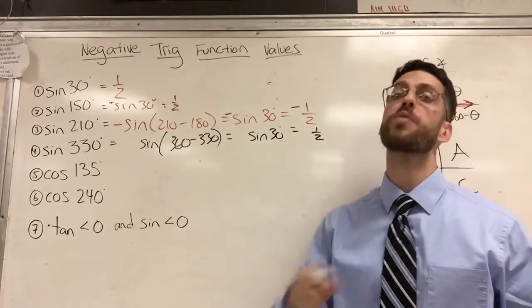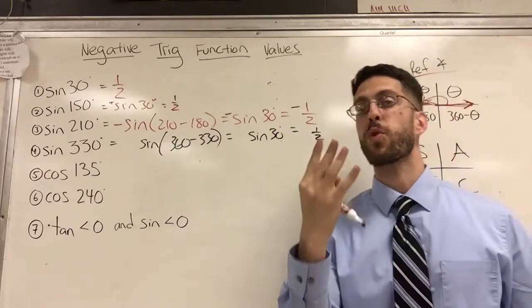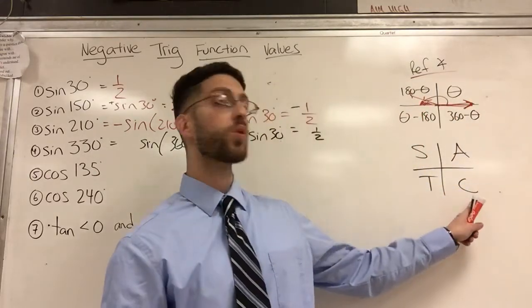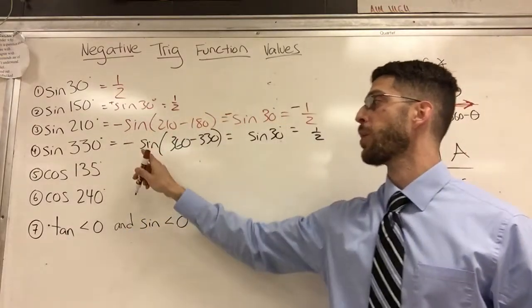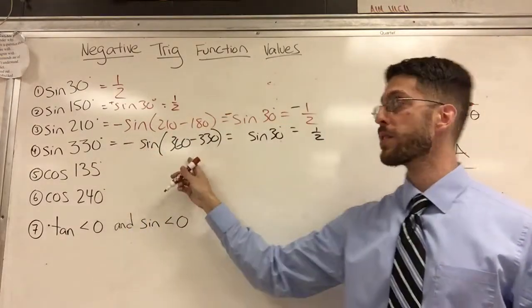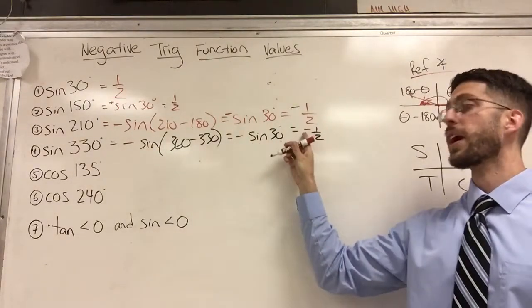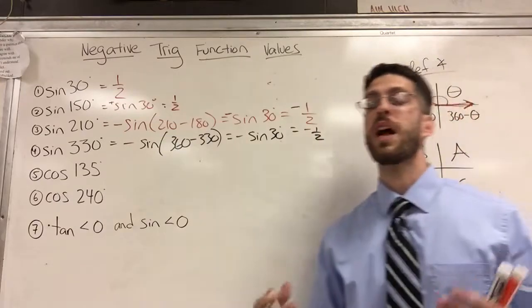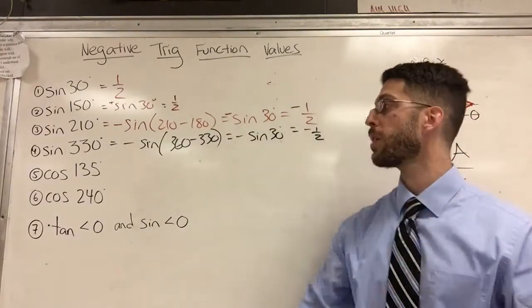I'm worried about the sign of the sine, which is it positive or negative? Since it's a 4th quadrant angle, only the cosine is positive, which means the sine is again negative, so I'm expecting the negative answer to this, which means my answer is actually negative 1/2. So not only are you finding the reference angle, but you're also figuring out if it's positive or negative.